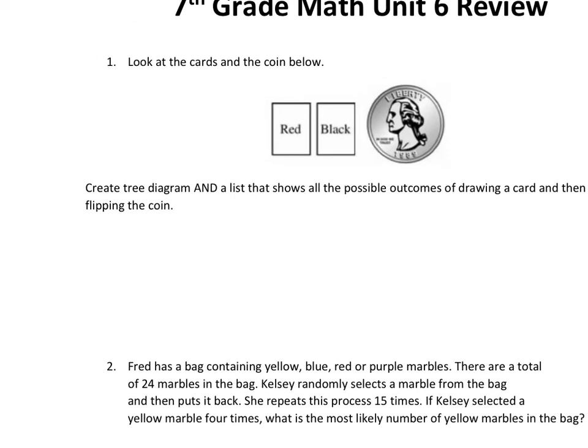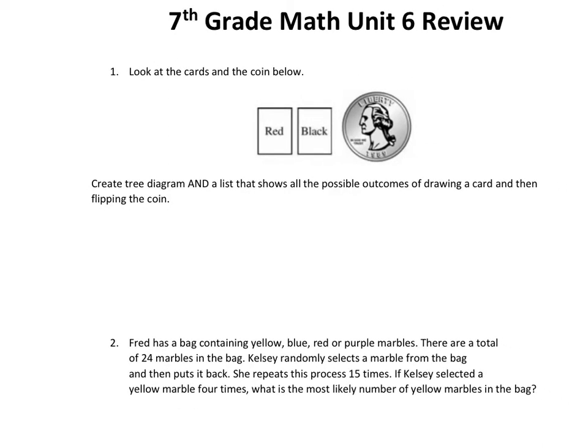So taking a look at number 1, it says look at the cards and the coin below. Create a tree diagram and a list that shows all possible outcomes of drawing a card and then flipping a coin. Okay, so what I'm going to do is create the tree diagram first. I'm going to do it in the order that it says it, just because I think it's going to help keep me straight. So I'm going to look at drawing the card first, then flipping the coin. So with my card, here's going to be my draw.